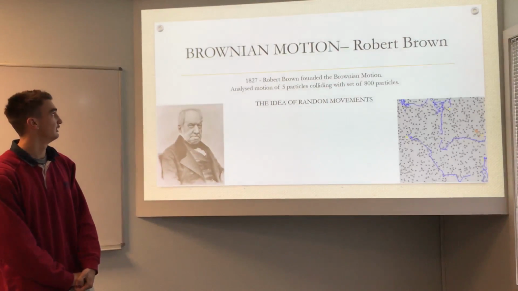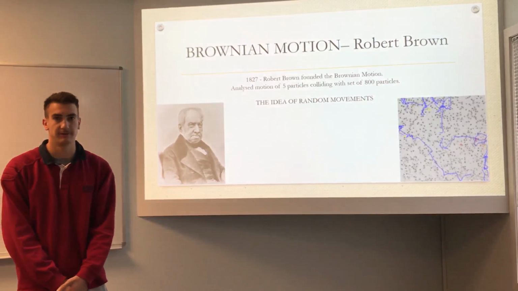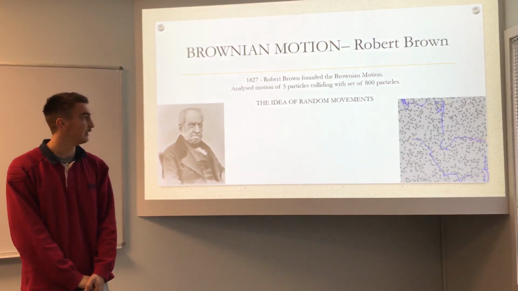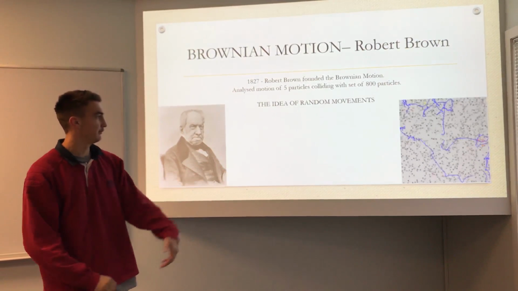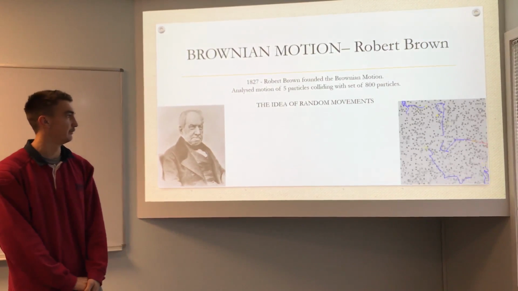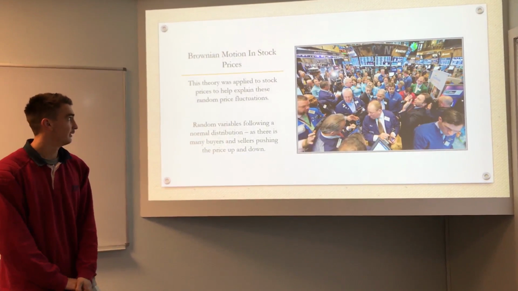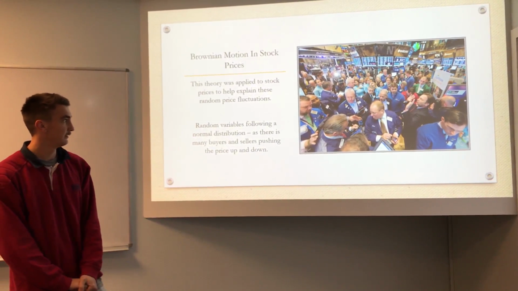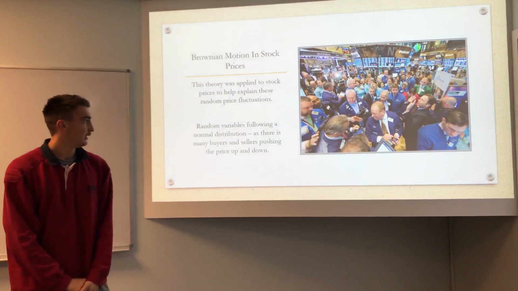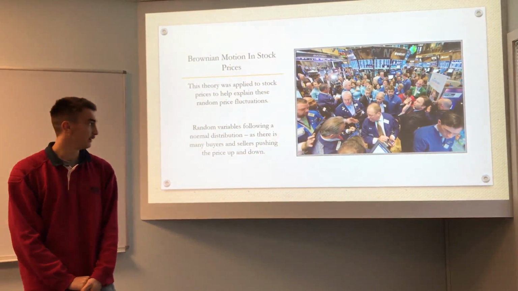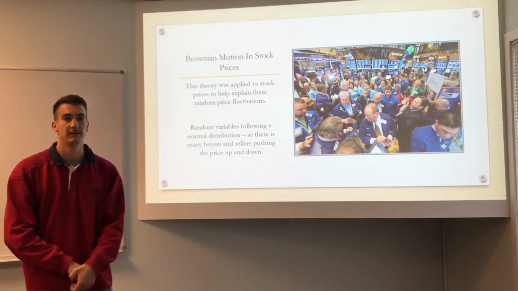So this idea of the motion is the Brownian motion by Robert Brown in 1827. He found this when he analysed the motion of 5 particles colliding with 800 particles. As you can see on the right there, the particles collide randomly and go in random directions, and this sparked the idea of random movements in stock prices. When the theory was applied to stock prices, it helped explain these random fluctuations we see on the exponential curve. Stock prices can be said to be random variables following a normal distribution as buyers and sellers push the prices up and down each day.